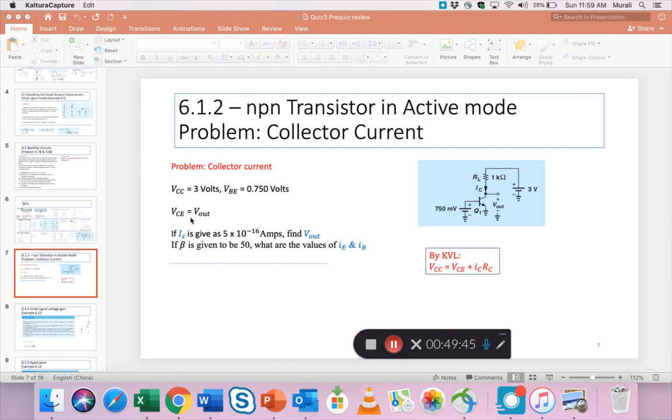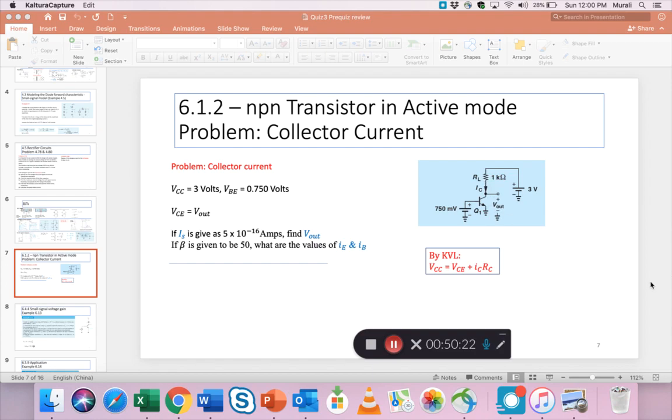And we are told to consider this VCE to be Vout. This is VCE. Also IS is given, that's a constant, 5 times 10 to the power minus 16. We are asked to find VCE, and if beta is also given, find the values of IE and IB. I thought this was a good example that connects many things in one. As a hint, I have already given you the important equation, which is KVL for this collector circuit.